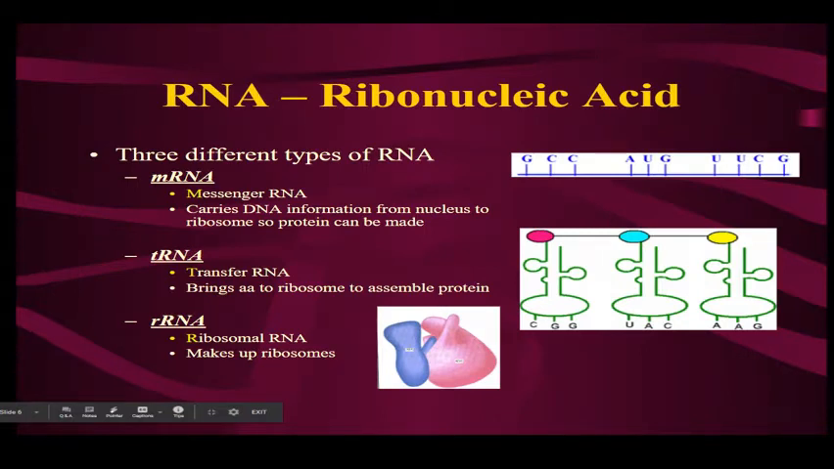When it comes to RNA, there are 3 different types of RNA, and they all have a very specific job in protein synthesis. First, we have mRNA, where the M stands for messenger, and that's exactly what mRNA is. It's a messenger that's going to take DNA's information from the nucleus and bring it to the ribosome so the correct protein can be made.